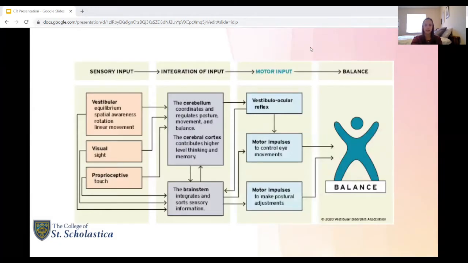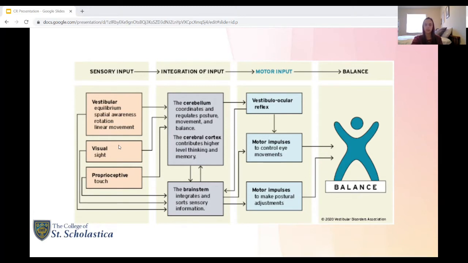This is a diagram that further explains these three components. Within the vestibular system, it determines things like equilibrium, spatial awareness, rotation, and linear movement. Visual is sight, and proprioceptive is touch. All three of these components go to the cerebellum, which coordinates and regulates posture, movement, and balance.